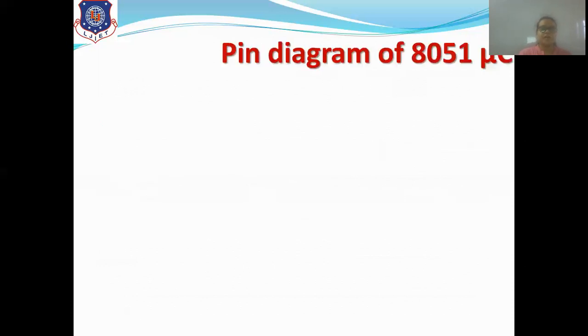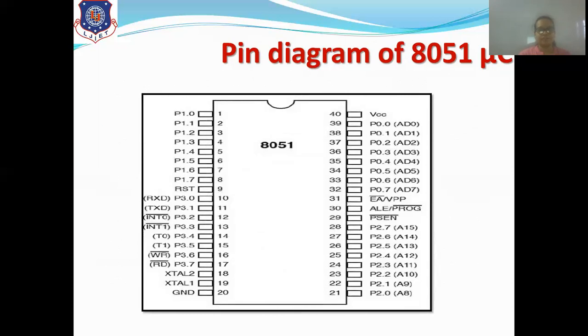Clear? Now, the next topic we are going to discuss is the pin diagram of the 8051 microcontroller. It is a 40 pin IC. Pin 1 to pin 20 are the same as 8085, from top to bottom on the left hand side, and 21 to 40 from the bottom to top on the right hand side.